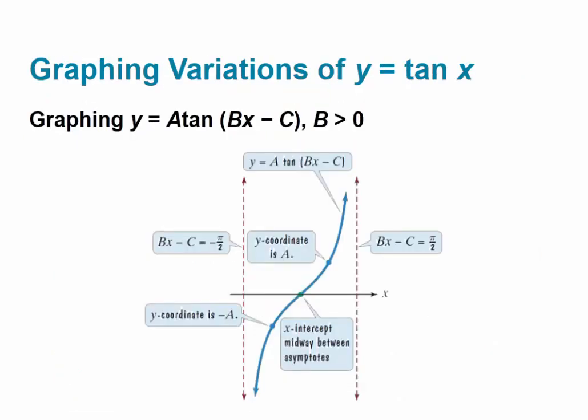All right, let's take a look at this again. So here's a graph of the tangent here. Let's talk about these things. Our asymptotes. We go ahead and solve the double inequality to find our two asymptotes.